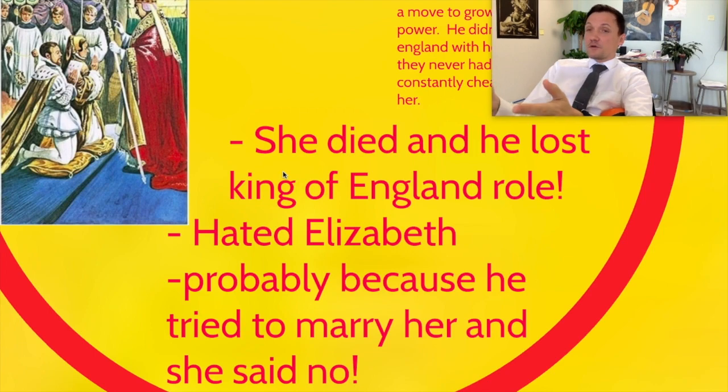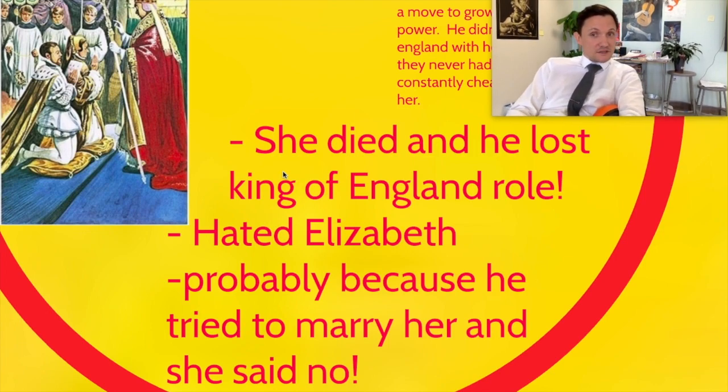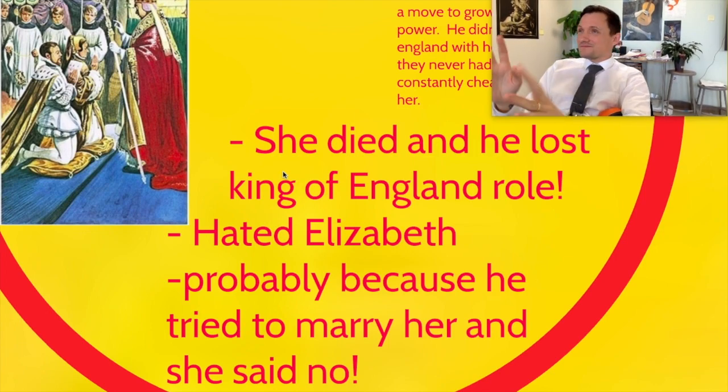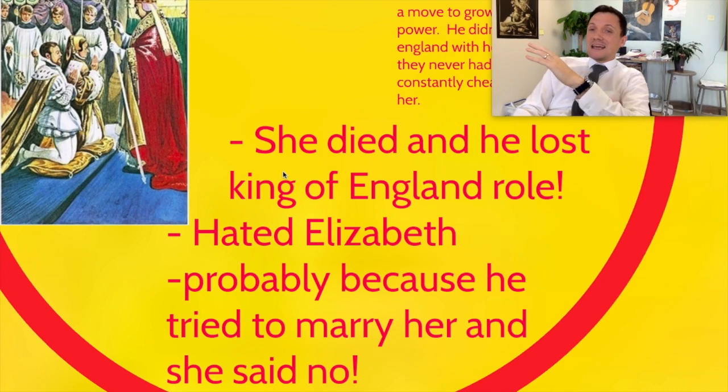Now, who takes over once she dies? None other than her sister, Elizabeth I, the Iron Queen, right? So herself, yet another absolute, well, not an absolutist, but yet another ruling figure that we're going to talk about, right? So he hates Elizabeth, probably because she rejected him, right?